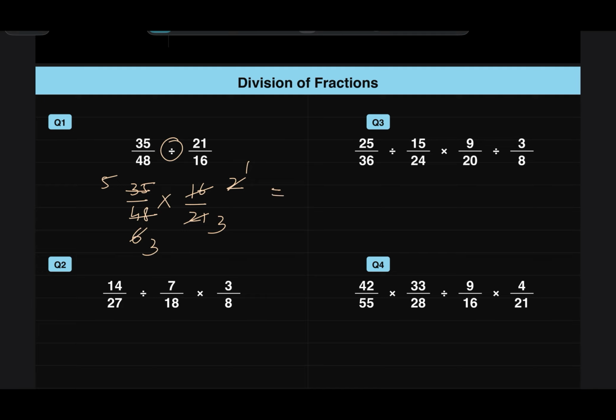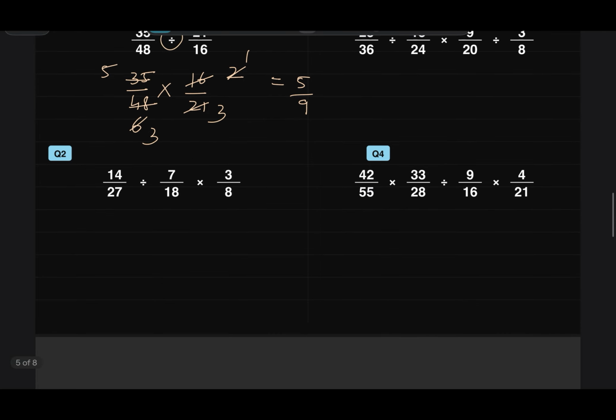So the final answer will be, what is remaining? 5, 1 in the numerator, 3 and 3 in the denominator. So 5 upon 9. That's all that is there in division, guys. Just remember to reciprocal the fraction right after the division sign. That's it. And don't do anything to the fraction which is before the division sign.